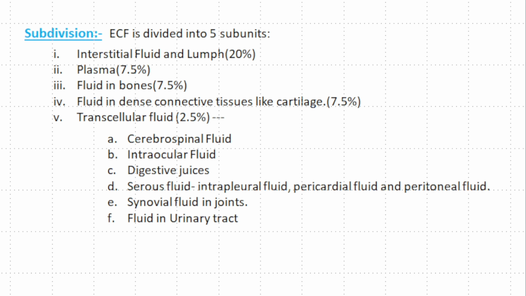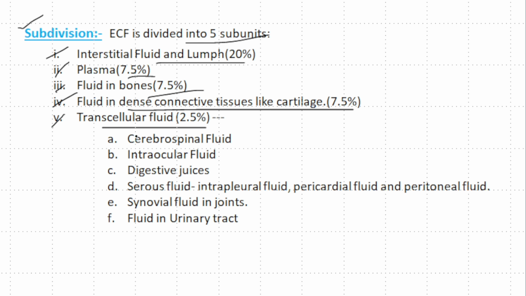Then the subdivision. ECF is divided into five subunits. First, interstitial fluid and lymph, that is almost 20%; plasma, that is 7.5%; fluid in the bones, that is 7.5%; fluid in dense connective tissue like cartilage, that is 7.5%; and transcellular fluid, that is 2.5%.